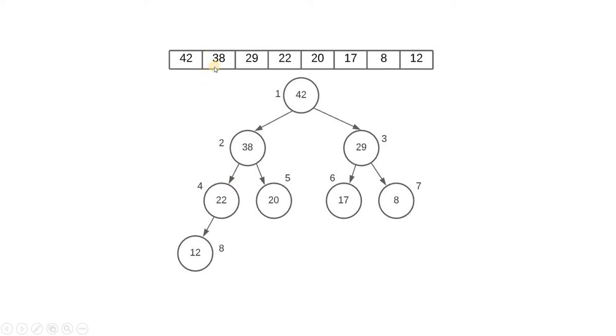So let's try that again. 2 multiplied by 1 plus 2 gives us index 4. And we can see the value 20 is over there, and it is clearly the right child node of 38. So yeah, this is the connection between the array and the heap. This is what we've been doing.